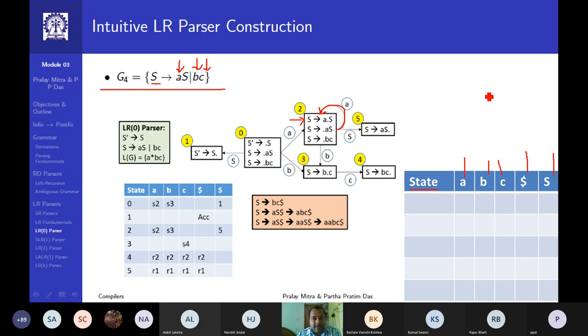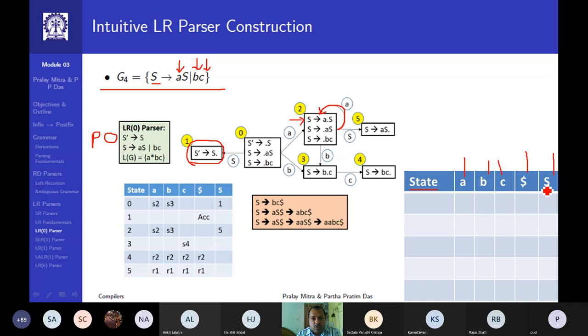But you understand that for the augmented grammar, S prime is the start state as well as the new non-terminal. But corresponding to that, I am not having any column. The reason is very simple. When I reach state 1, then I will reduce by this production rule, in this case production rule 0, and I will accept that.